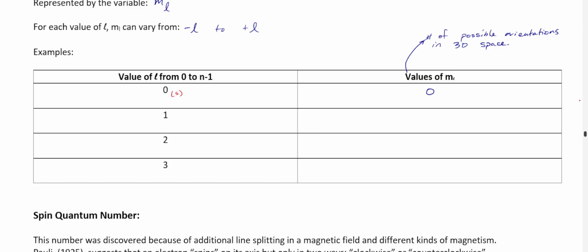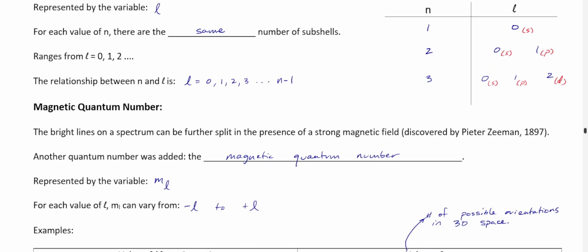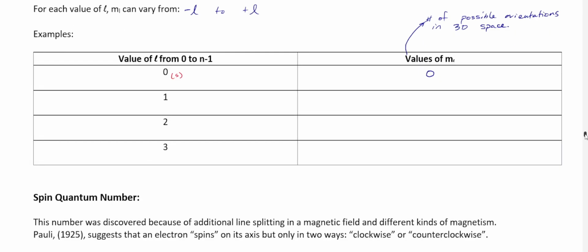1 represents, as we can see up here, the P subshell. So that's the P subshell. I look at this relationship, and I can go from negative 1 to positive 1. So I go negative 1, 0, and positive 1. Okay, I have three numbers here, so that means the P subshell, or the P orbitals, can have three possible orientations in 3D space. Let's go and see what they are.